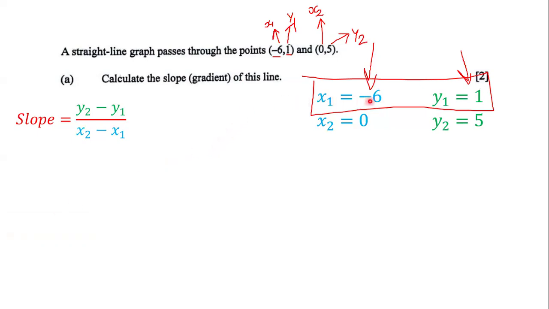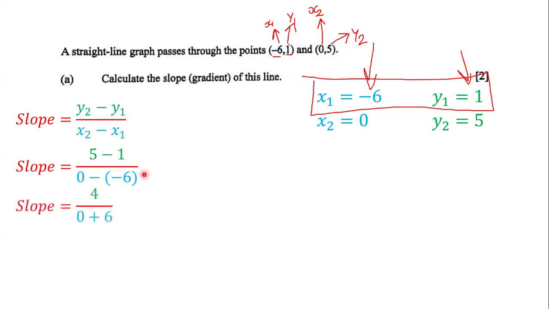We have x1 is -6, y1 is 1, then x2 is 0, and then y2 is 5. And so let's substitute. y2 is 5, y1 is 1, x2 is 0, and x1 is going to be -6.